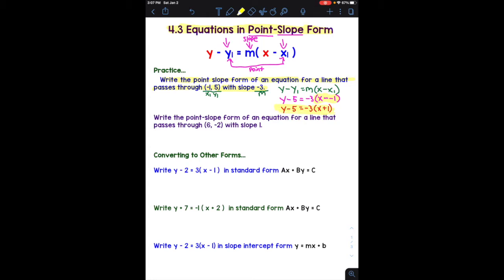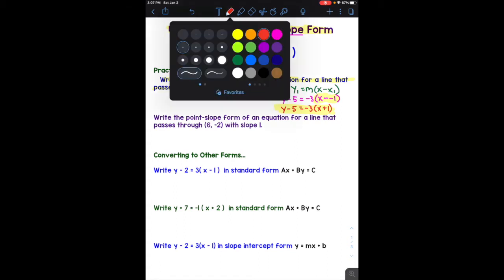We're going to leave it just like that. You're not going to distribute unless the next couple problems below on our notes ask us to convert this to another form. Otherwise, this is our point-slope form. You're just going to substitute the point into the model and then the slope. Let's check out our next one.